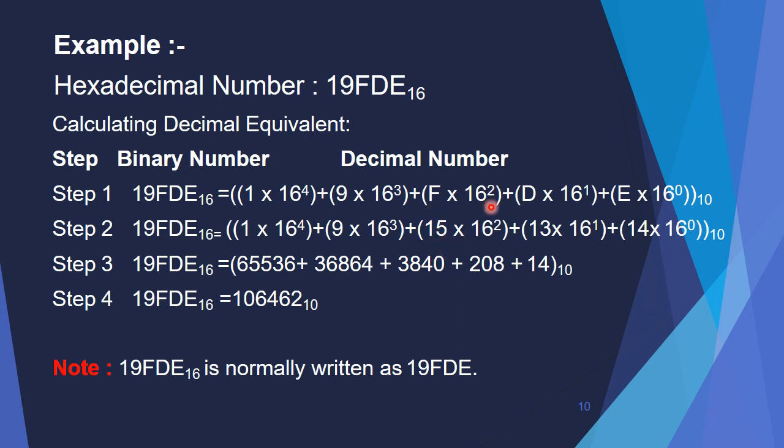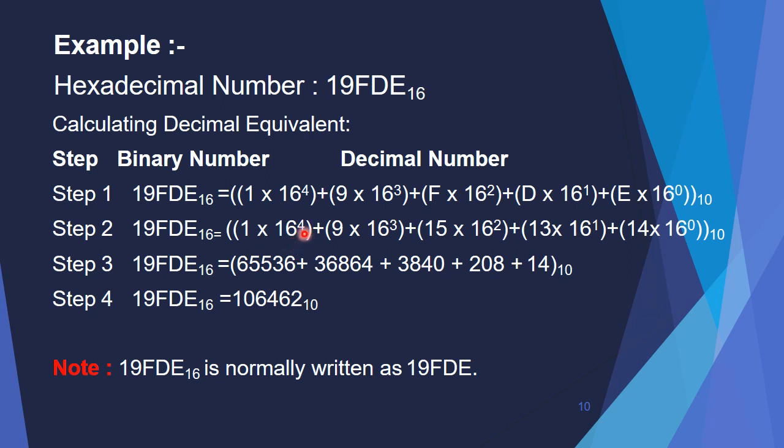And then into 16 to the power of 2 plus D, similarly I have kept over here 13, and into 16 to the power of 1 plus E I have kept over here 14, and into 16 to the power of 0. Since it is getting converted into the decimal number system, I have written over here 10. So now you will similarly calculate all this.